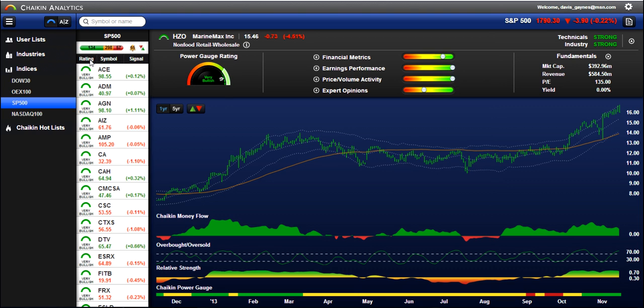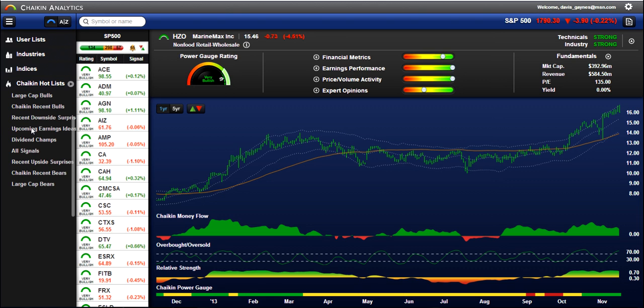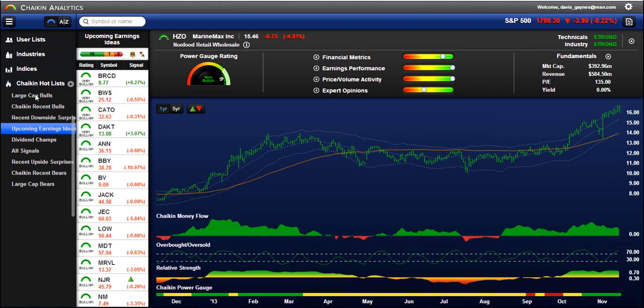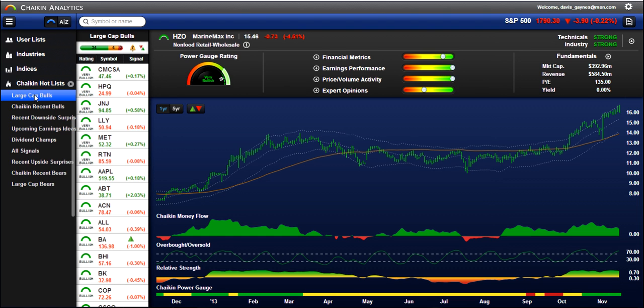And finally, we provide Chaikin hot lists. Chaikin hot lists are curated lists that we think might make your job easier if you're looking for particular types of stocks. Large cap bulls are just what they sound like, large cap stocks that have a bullish rating. There are currently 38 of them. 4 of them have moved to neutral since Sunday when we put the list together.